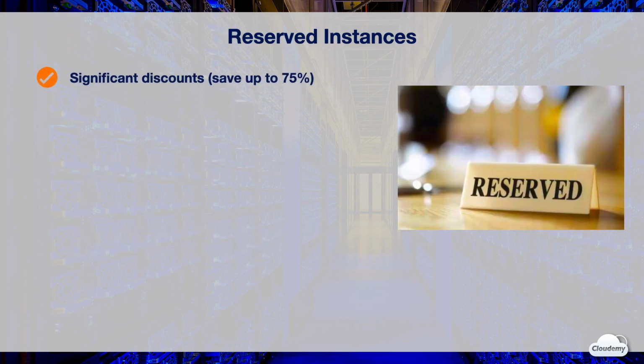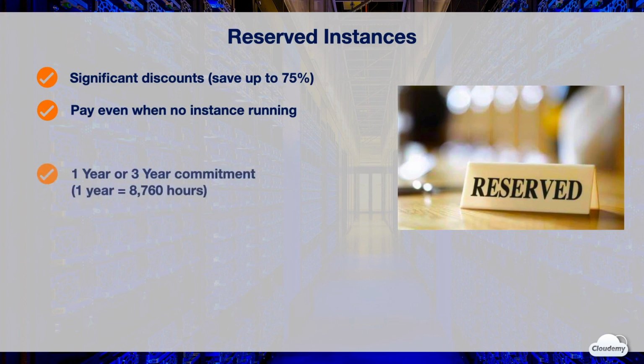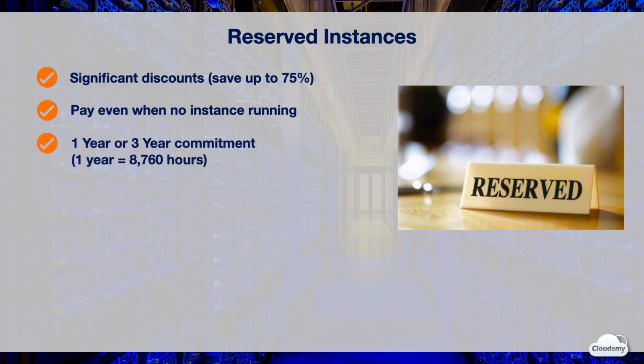With reserved instances, you can reserve capacity and save up to 75% compared to on-demand instances. You need to commit to a consistent usage and pay for the capacity you have reserved, even when there is no EC2 instance running. You can purchase a reserved instance for a 1-year or 3-year commitment. 1 year reserved capacity equals 24 hours times 365 days, which is 8,760 compute hours in total. The longer you commit, the greater discount you get.